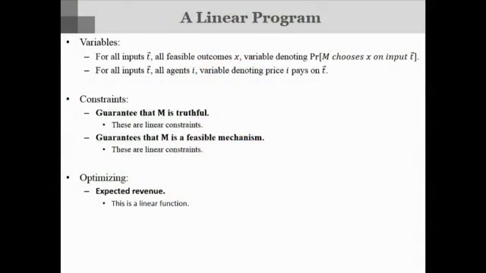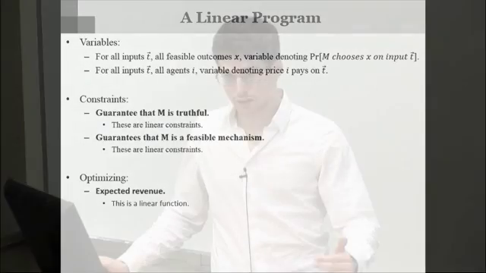Okay? So what this looks like is you're going to have variables, like I said, to explicitly describe this function. So for all possible inputs and all possible outputs, what's the probability that you choose that output on this input? And for all possible inputs, for all agents, what's the price you pay on that input? Okay? And then you have to constrain that the mechanism is truthful. And I'm not going to write them, but you can write that with linear constraints. And you have to guarantee that the mechanism is feasible. And those are also linear constraints.